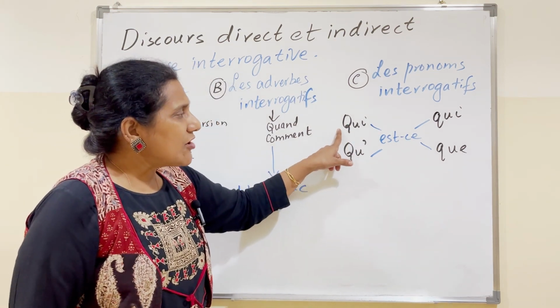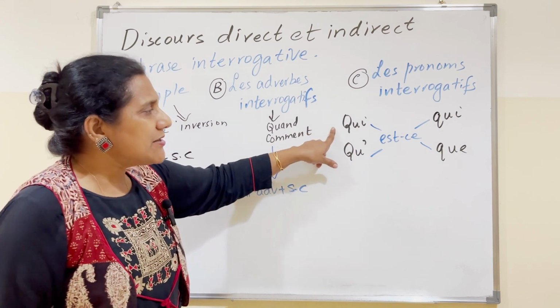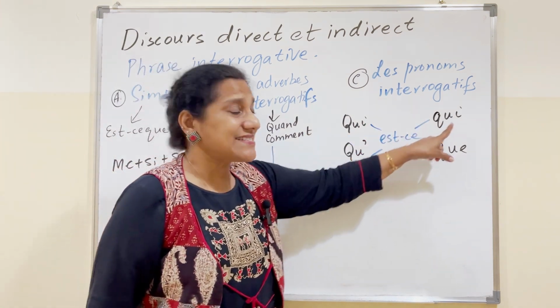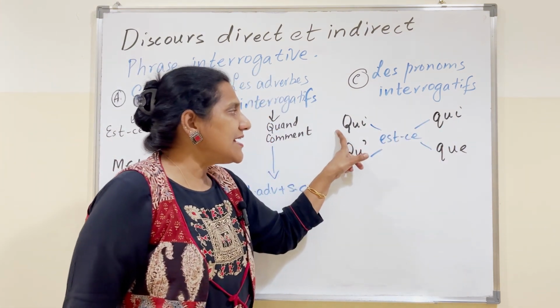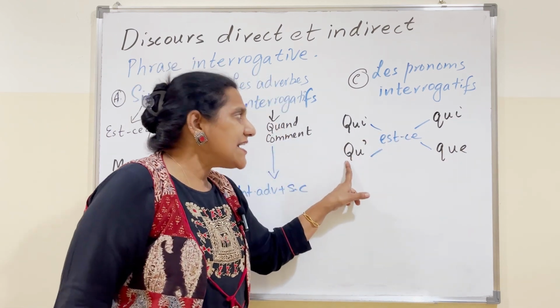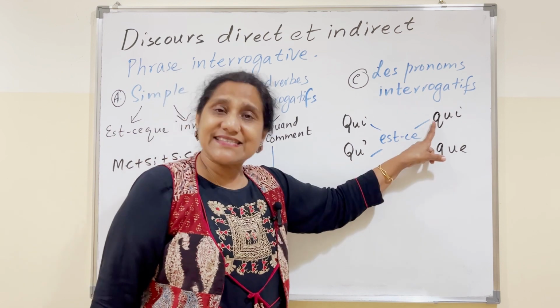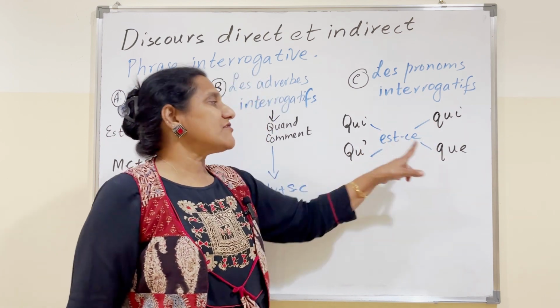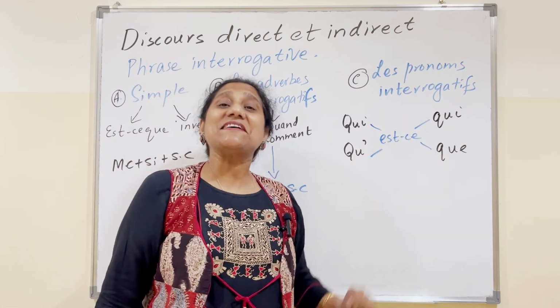Now, first of all, you'll have to remember: a person in the place of a subject is qui est-ce qui. Person in place of object is qui est-ce que. Thing in the place of subject is qu'est-ce qui. Thing in the place of object is qu'est-ce que.